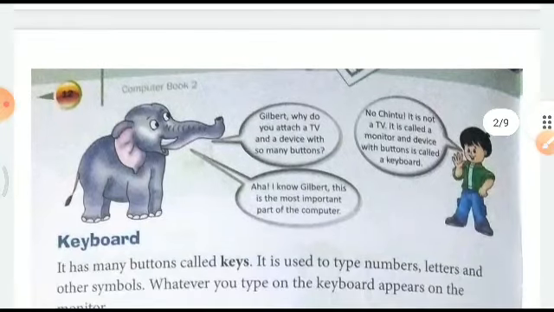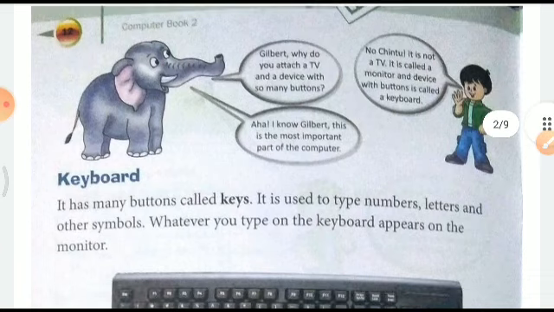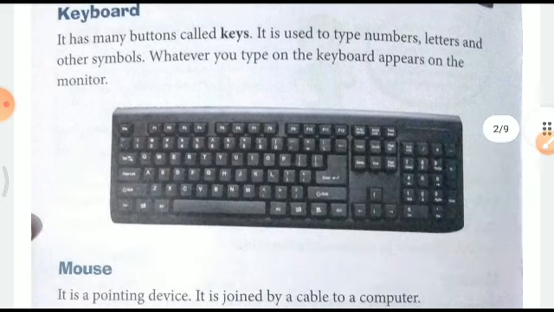Right. Okay. Now there is an interaction between Gilbert and Chintu here. Gilbert, why do you attach a TV and a device with so many buttons? Gilbert: No Chintu, it is not a TV, it is called a monitor, and the device with buttons is called a keyboard. Now Chintu says, I know Gilbert, this is the most important part of a computer, and very truly it is. Keyboard, it has many buttons called keys. It is used to type numbers, letters, and other symbols. Whatever you type on the keyboard appears on the monitor.